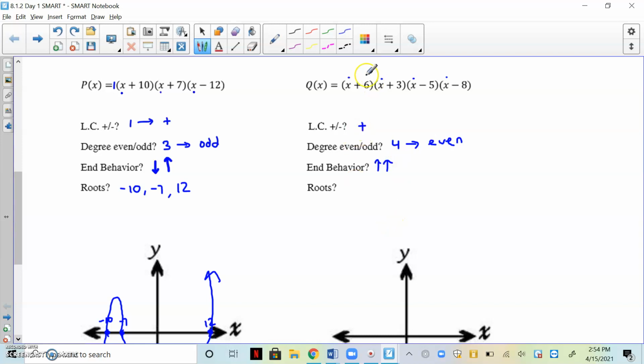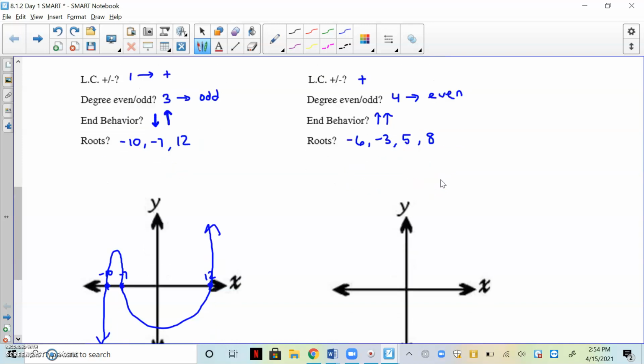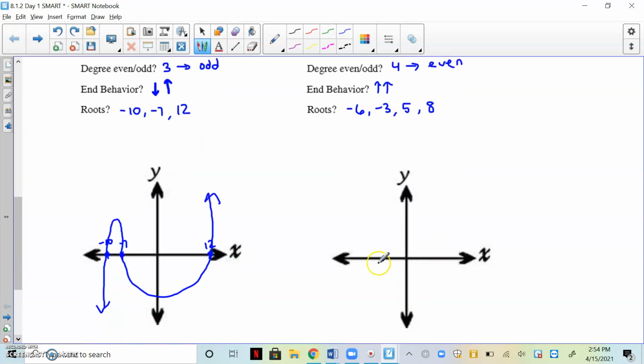Okay, and my roots come from these, so plus 6 gives us a negative 6, plus 3 gives us a negative 3, minus 5 gives us a positive 5, minus 8 gives us a positive 8. All right, and now we're on to the step where we can just label those on our axis.